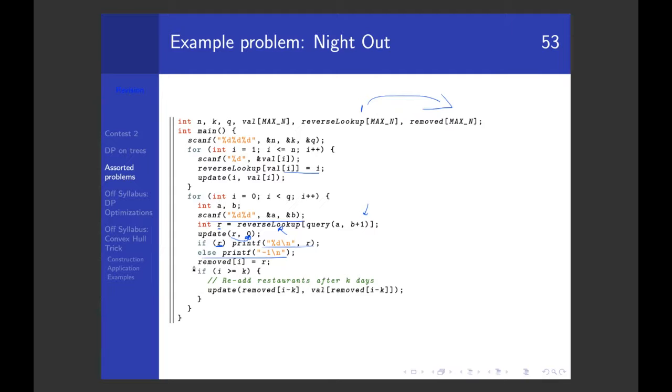We then just mark this one as removed, so that k days later, so if I is greater than k, we unremove the restaurant. So we update the restaurant we removed k days ago and set it back to its value. Does that make sense? So we're just unremoving the restaurant. And this is exactly the solution described on the previous slide. Okay, that's a problem done.